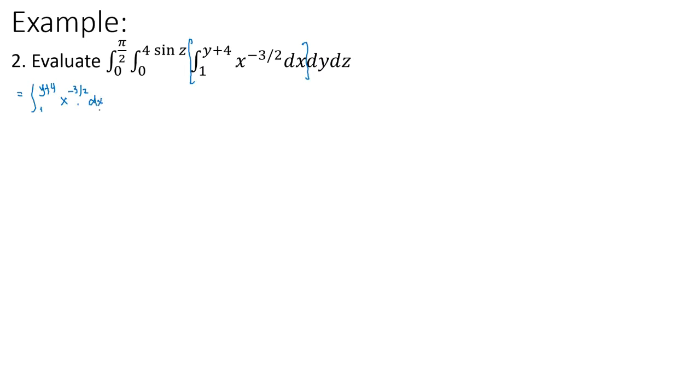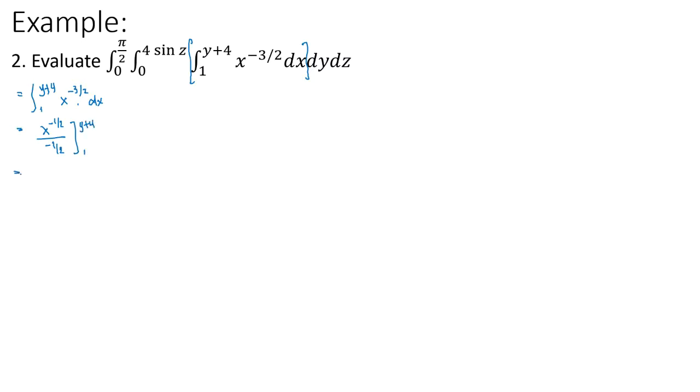And since we are integrating with regards to dx, meaning to say we can integrate the x raised to negative 3 halves. So the integral of x raised to negative 3 halves, the power will be added by 1. So this will become x raised to negative 1/2 over negative 1/2. That is from 1 to y plus 4.